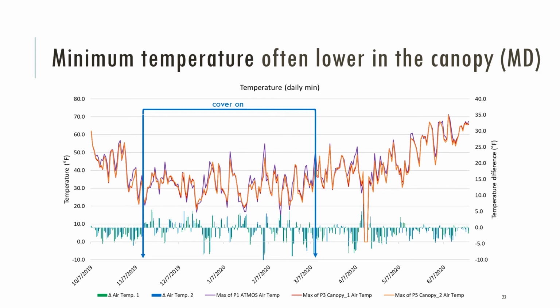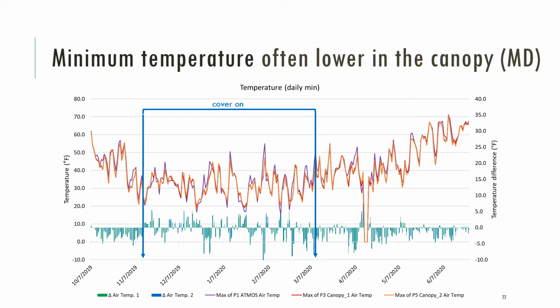This is the same site in Maryland, but this time the minimum temperature is displayed. The minimum temperature within a 24-hour time frame is often the temperature early in the morning just before the sunrise. And we see that the minimum temperature before the covers came on was often actually lower in the canopy compared with the weather station, and the same pattern after the covers came off again.